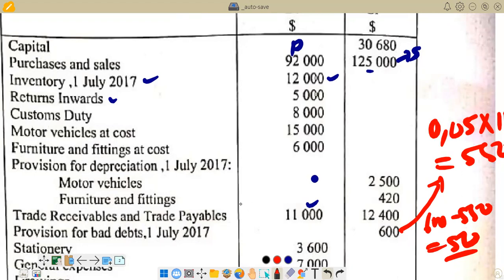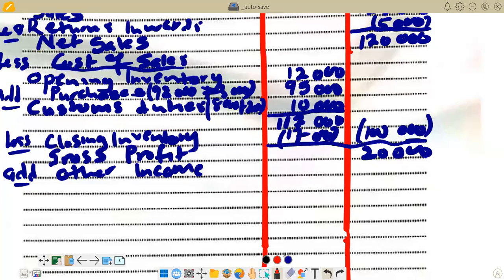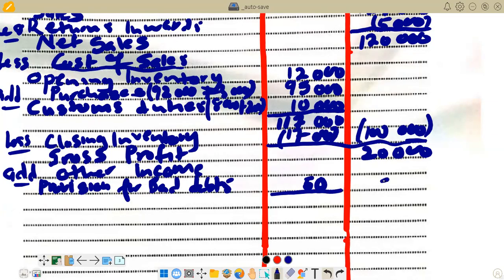So when you come here, we now write provision for bad debts. Provision for bad debts, and we found it as 50, so we put it here 50. And it seems as if this is the only provision that we have, so this 50 also is going to come here. We can put it here. That 50 is going to come there. So that's what we have there.